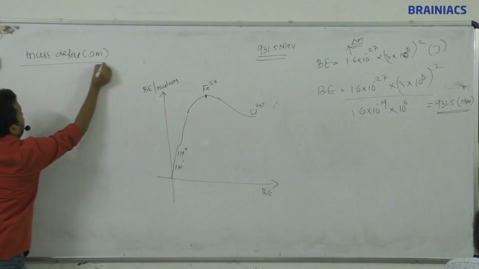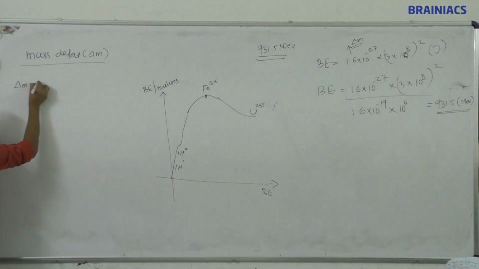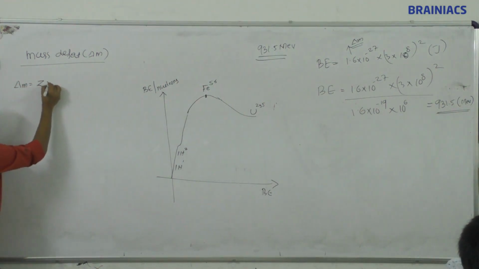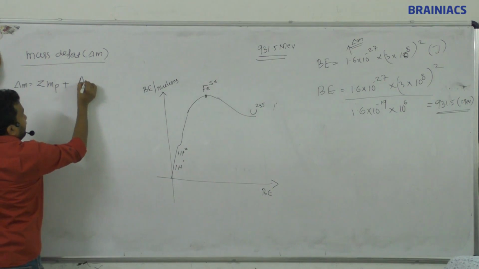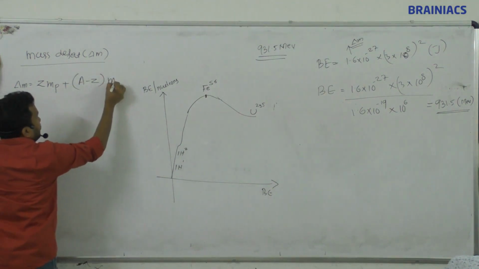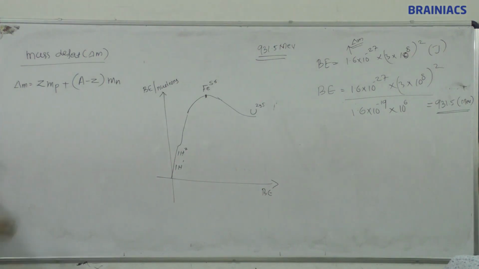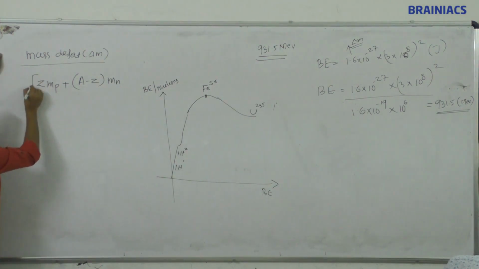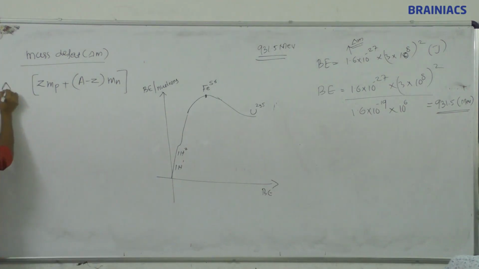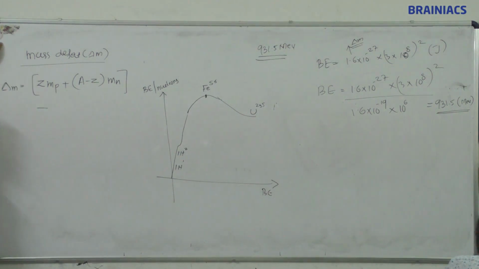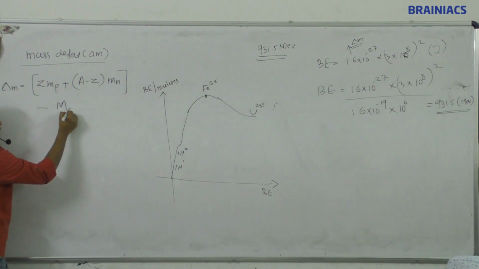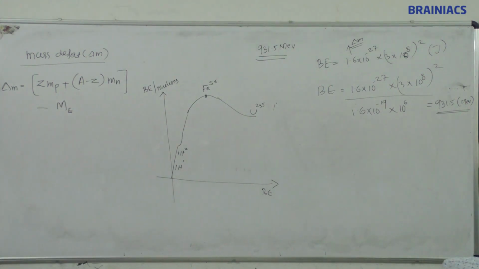Okay, so I'll write the next point below. Delta M equals Z, the atomic number, into the mass of proton, plus the neutron number, which is A minus Z, into the mass of neutron. From this value we have to subtract the experimental mass. This rest mass has to be subtracted from the experimental mass. Different notations are used, but anything is fine. Delta M. Understood the mass defect?